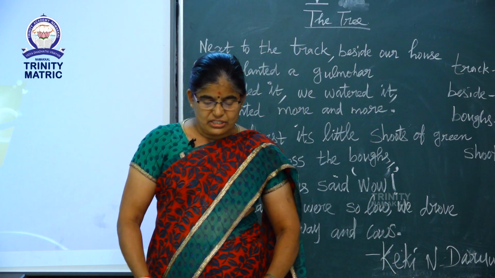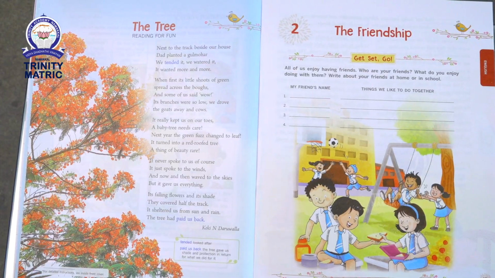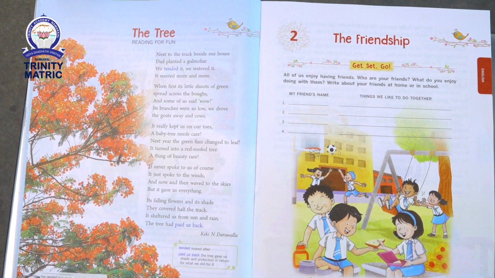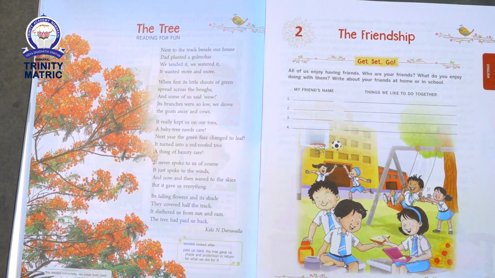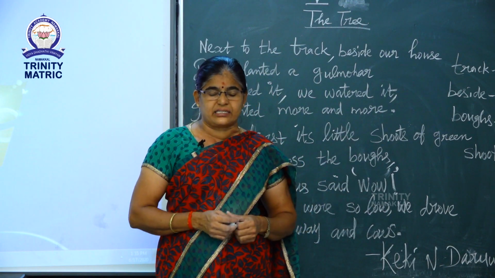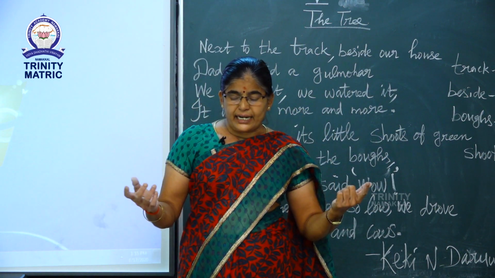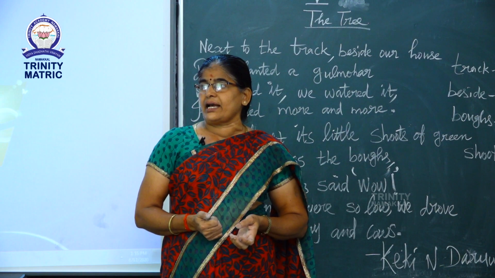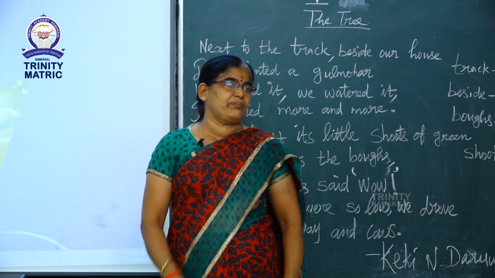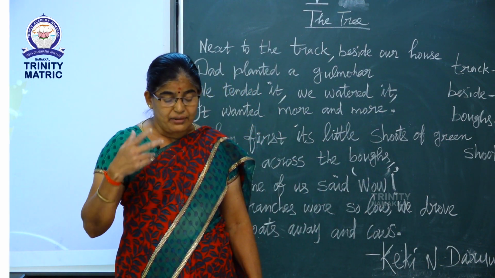What is the story? In this poem, I will tell you the summary. You listen. In this poem, the poet has expressed his feelings about planting a tree. He had an experience of planting the tree. He expressed how taking care of it was like taking care of a growing baby. How we are taking care of the tree is like how we are taking care of the baby.